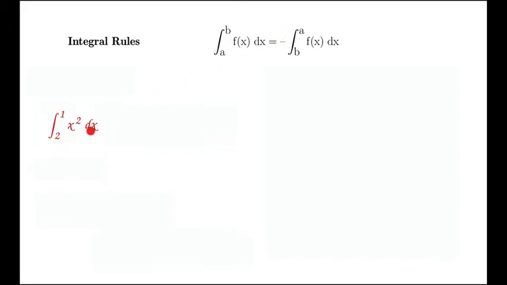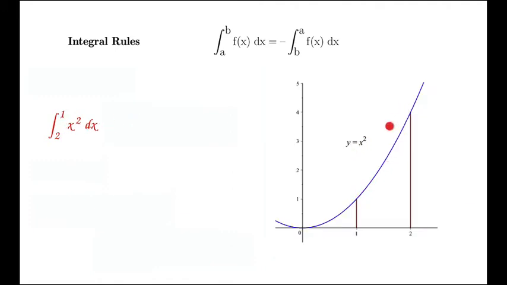Let's look at an example. Suppose we wanted to integrate from 2 to 1 of x squared dx. Well, here's a picture of x squared. Here's 1 and here's 2. This tells us we want to go backwards. We want to go from 2 to 1. And this is telling us that's negative of going from 1 to 2.